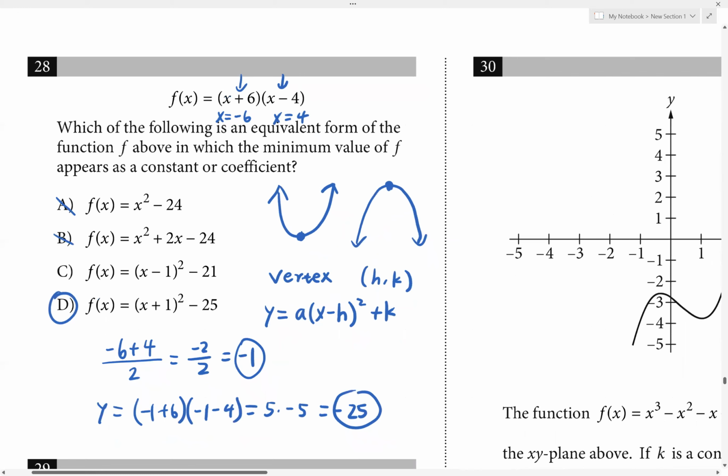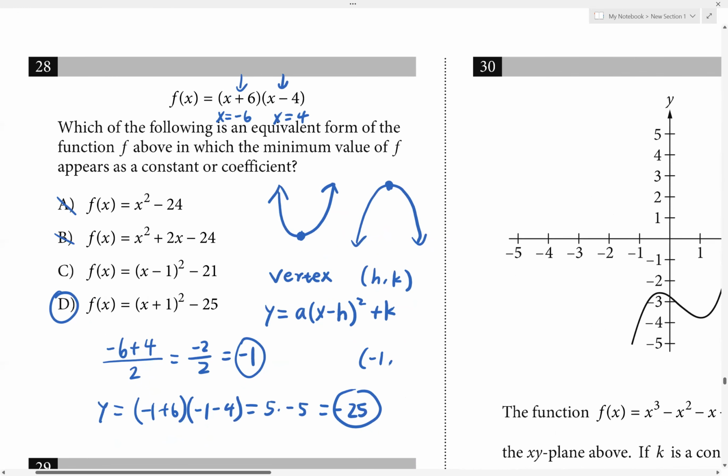If we think about the vertex, -1 comma -25, and plug it in, h is -1, so x minus h will be flipped. It will be x plus 1 squared, and then the k value is -25. You can also multiply this out, doing FOIL and combining like terms, and it should be equivalent to the original function. That's another way to verify this. So for question 28, the answer should be D.